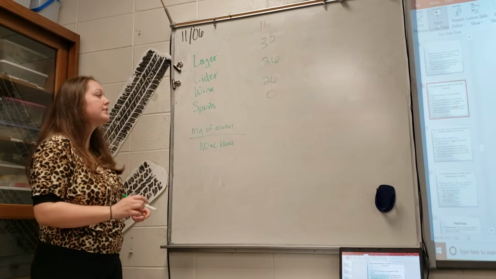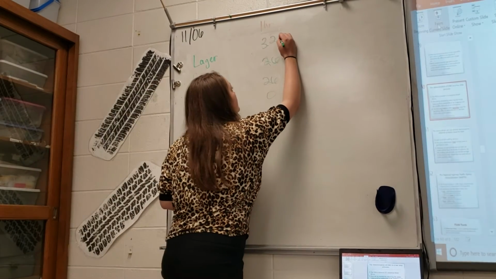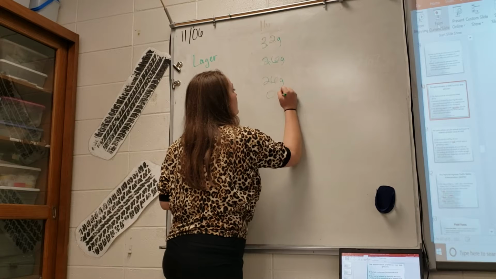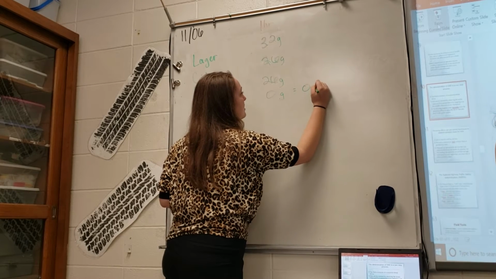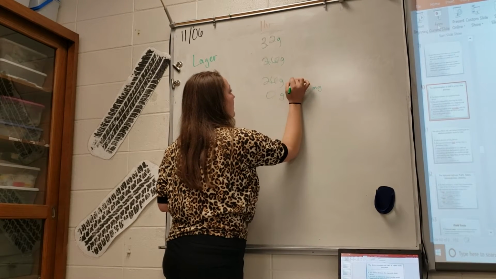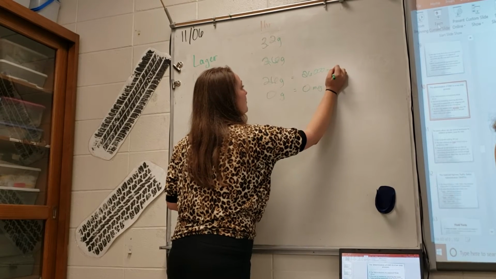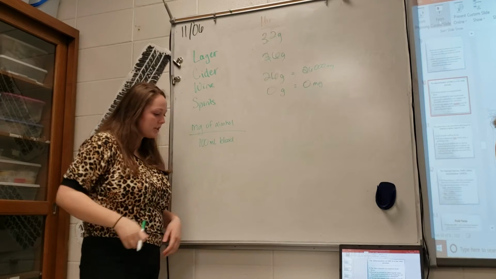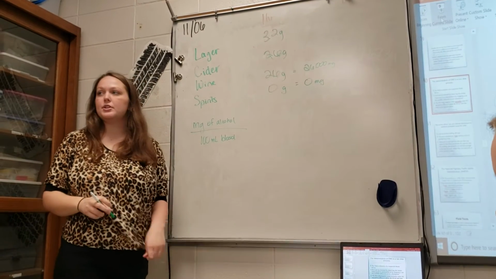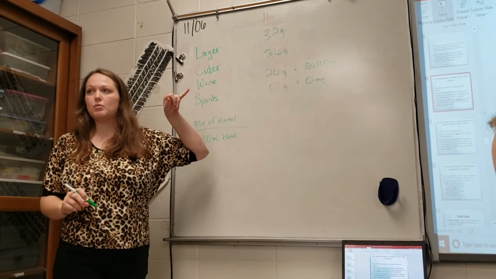Times 1,000. Okay, so everything's gonna be times 1,000. So if this is grams, obviously this is gonna be 0. When you multiply that by 1,000, it's gonna be. So you're doing it for each hour? No, the question says after 1 hour. So you're doing it for each drink after 1 hour. Okay.